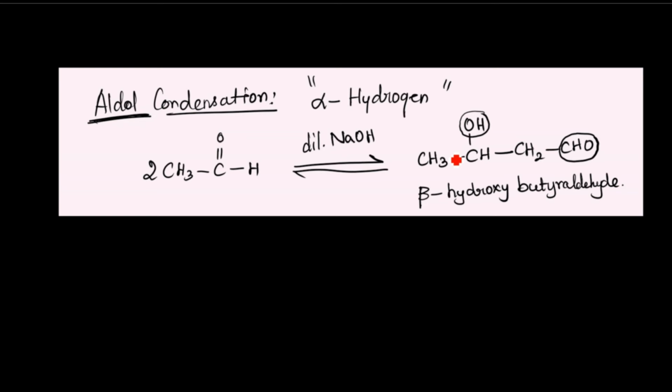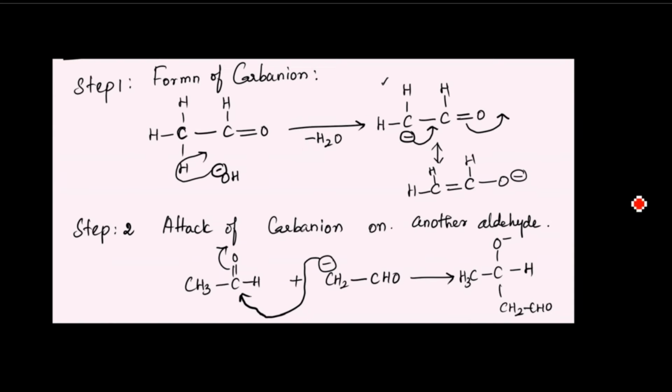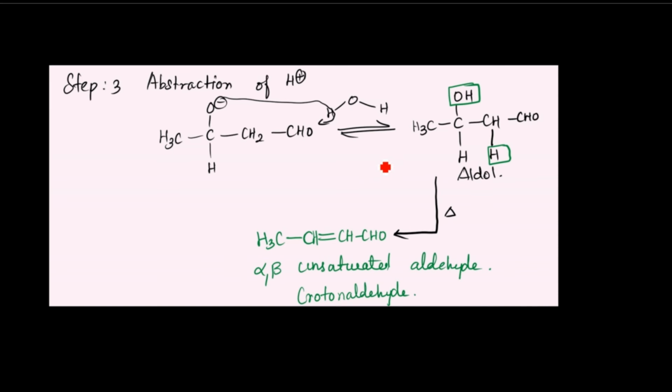First it will form beta hydroxy aldehyde. So how does the mechanism happen? The first step is formation of a carbanion, and then the carbanion attacks another aldehyde to form an intermediate like this. Then it will form aldol, alcohol with aldehyde, that's why aldol. Upon treating it further, it will form alpha beta unsaturated aldehyde.